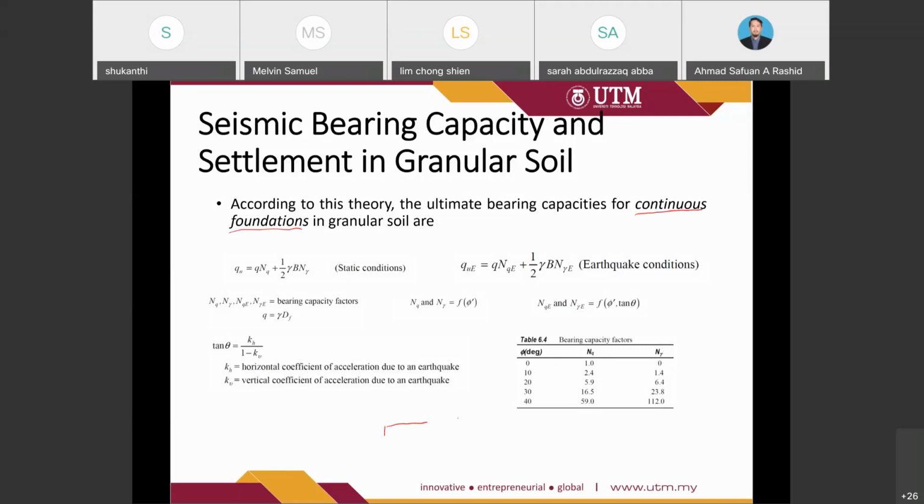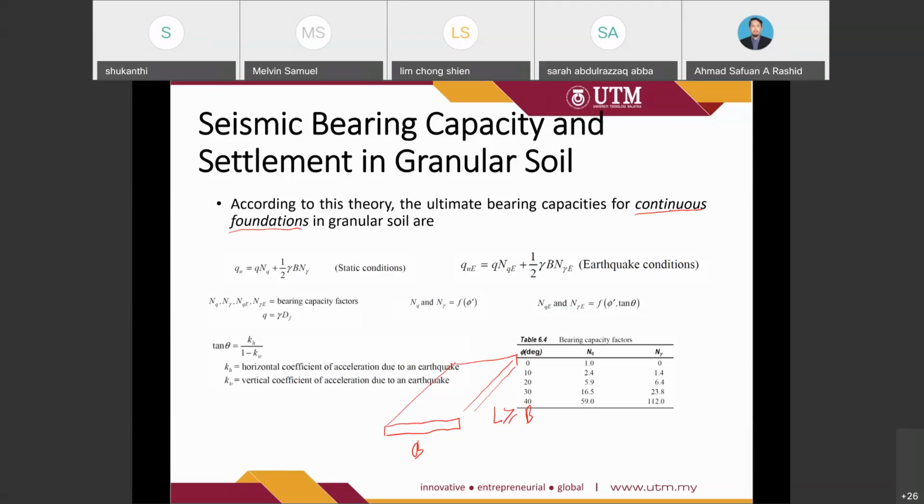For example, we have a footing where the length of the footing is relatively too long compared to the B. So in that case, we consider the footing is under continuous conditions.